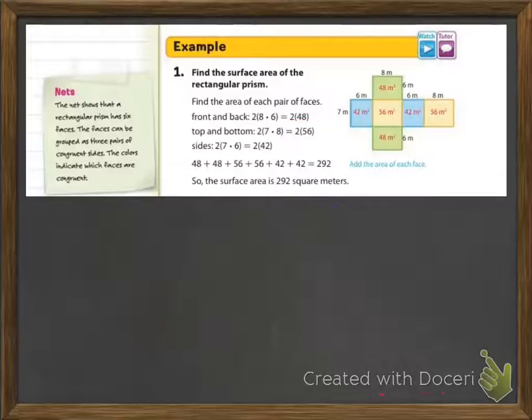And of course, going to the last part here, the sides. Those are the blue pieces. So this one's probably one of the easier ones because the numbers are right side by side. 7 times 6 gives you 42. Since there's 2 blue parts, you're going to do 2 times 42.